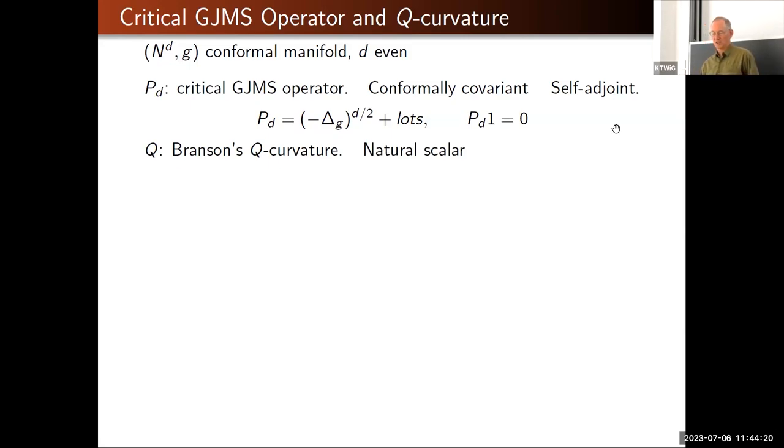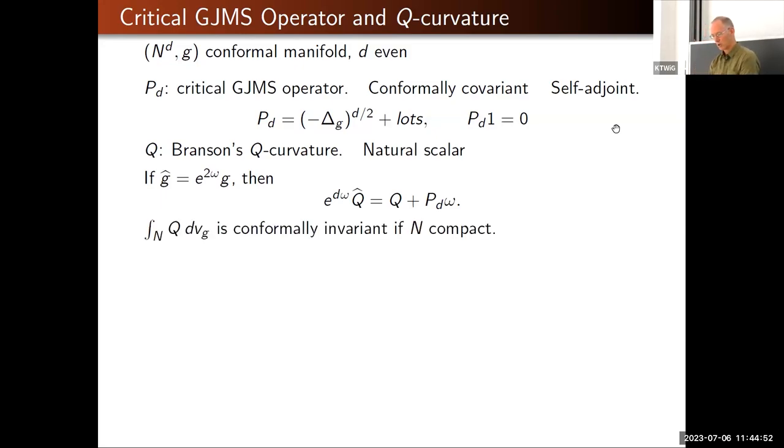In dimension 2, it's just the scalar curvature. As the dimension goes up, it involves more derivatives, it's more complicated. But the important feature of it is that it has a very, very nice conformal transformation. It's not conformally invariant, but under a rescaling of your metric, it has a linear transformation law, and it just changes by adding in this power of the Laplacian applied to the log of the conformal factor, modulo this rescaling. So that's why Q curvature is important. It has this nice transformation law.